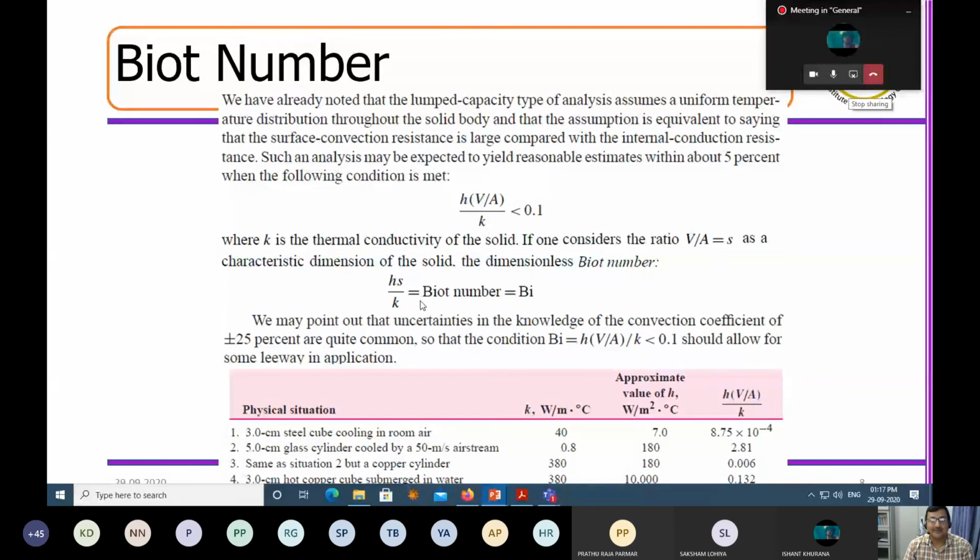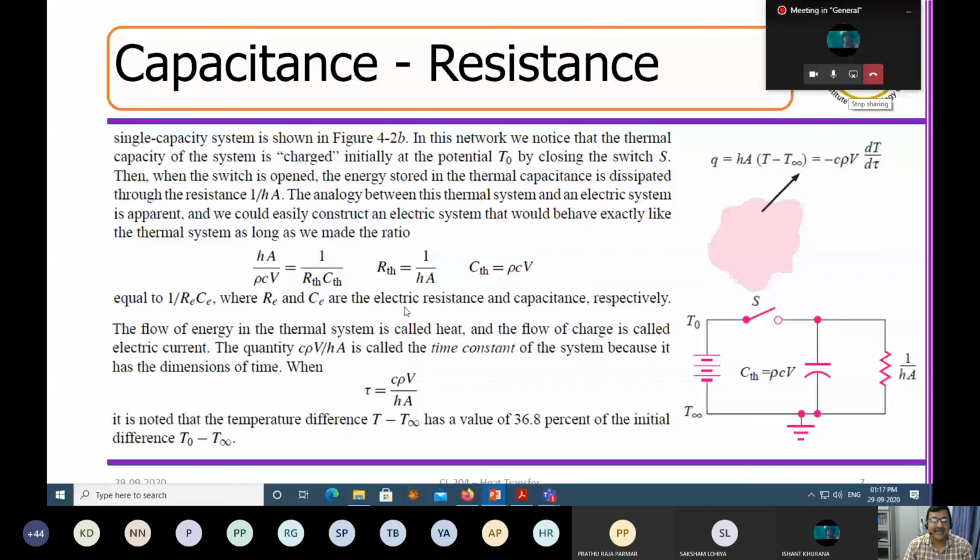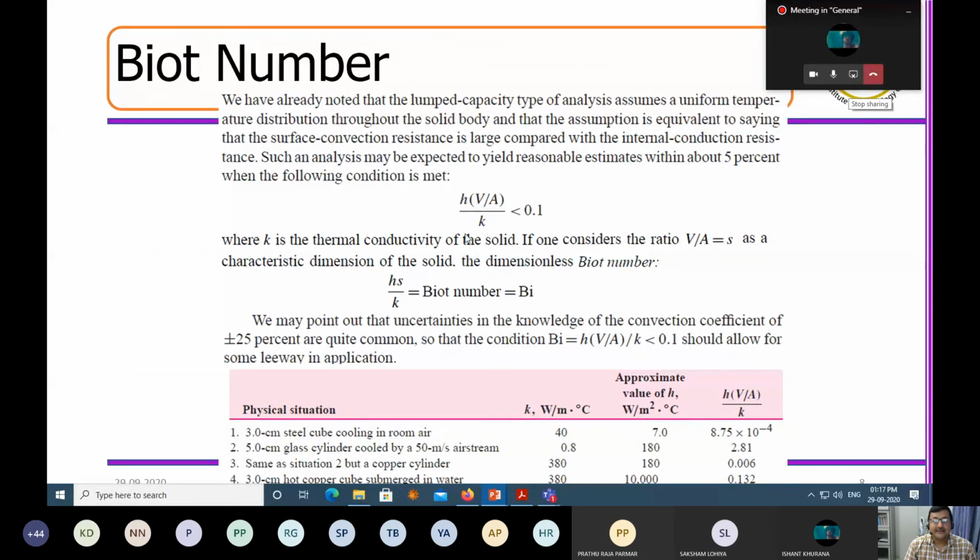Okay, and from here, you get a very interesting dimensionless number, which is called the Bio number or the Biot number. What does it say? That hLs by k has no unit. This V by A, this can be translated into hV by A into k, h into V by A by k. Okay, this is defined as the Biot number.